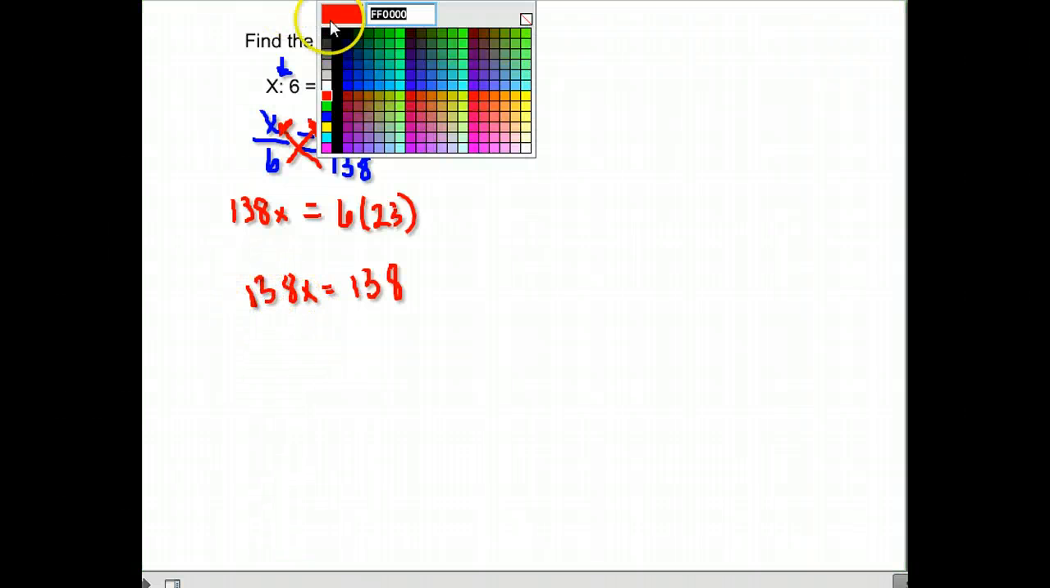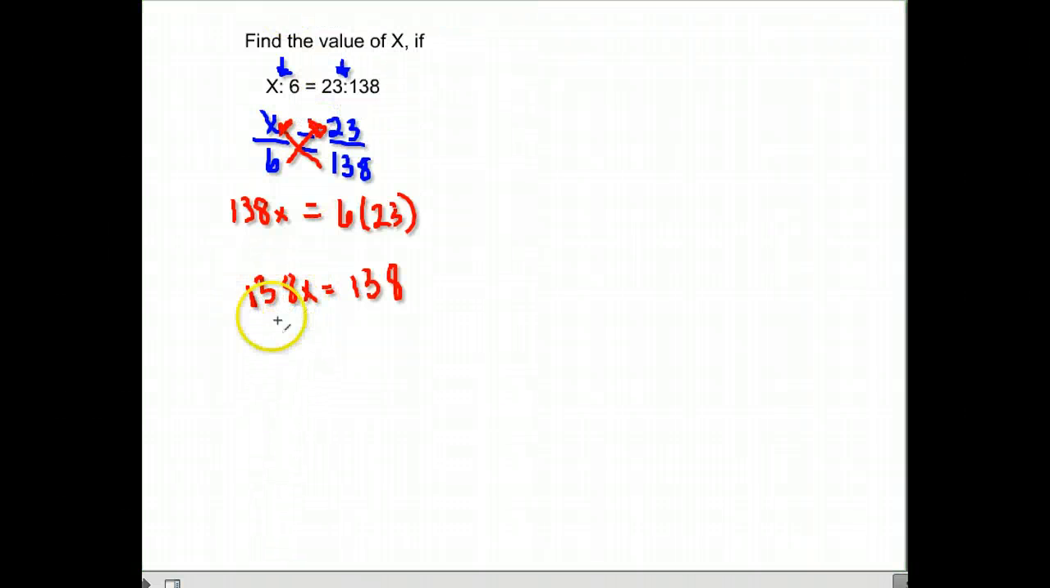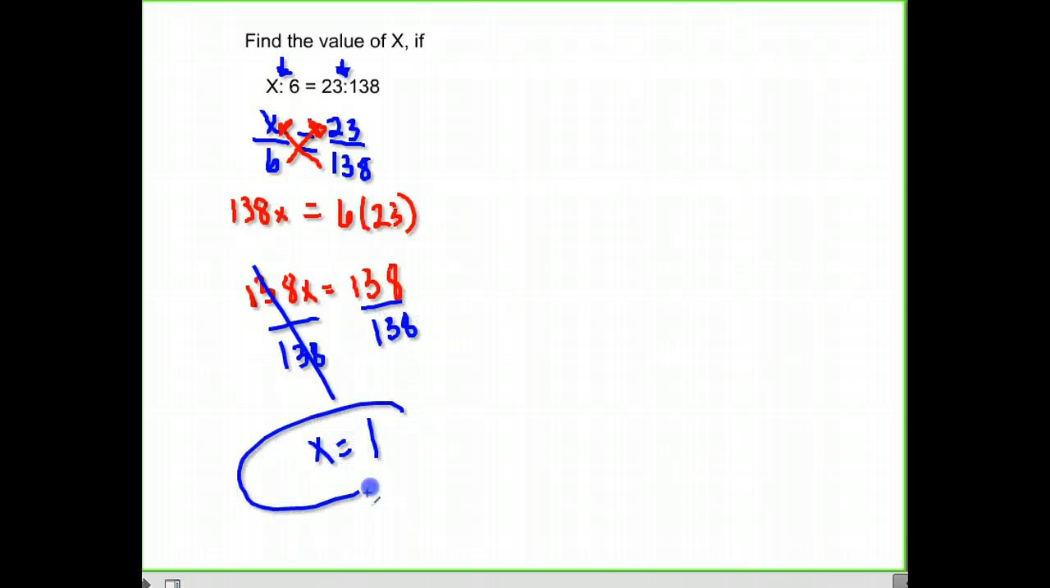To solve this, now we need to solve the equation. We have 138 times x, or you may be able to think this out in your head. So to get rid of that, we divide by 138. Do the same on the other side, and 138 divided by 138 is 1. So in this case, our x would be 1.